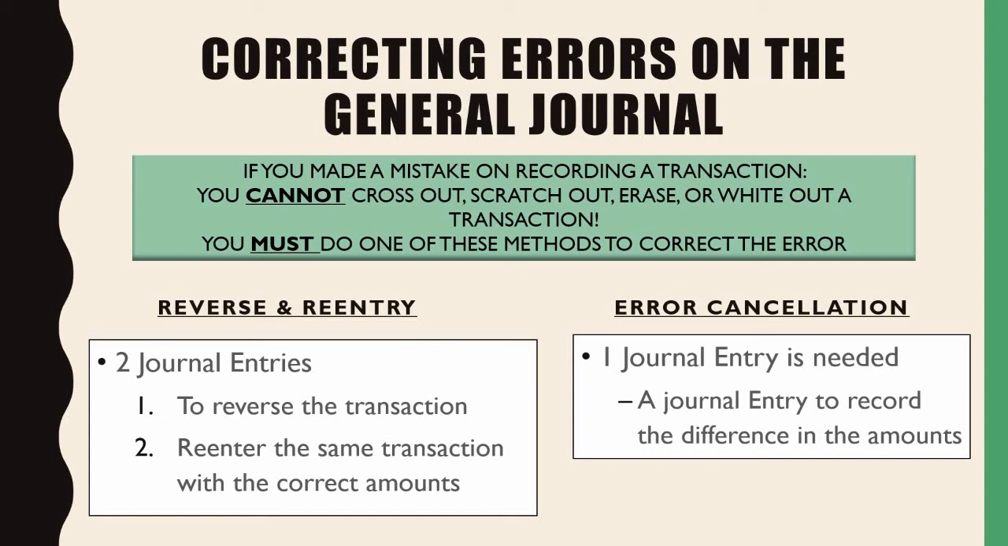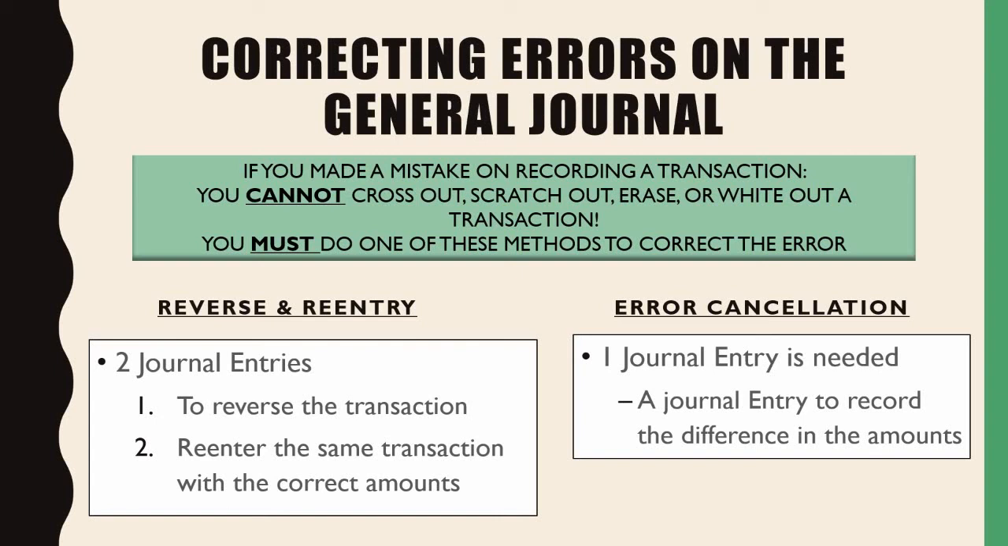Okay, so this correcting entry is basically going to reverse the transaction, like returning the product, and then you're going to re-enter it with the correct amount. Okay, so I'll talk about an example of this in a second. Whereas the second version is going to be called error cancellation.